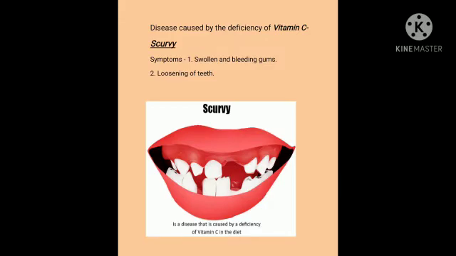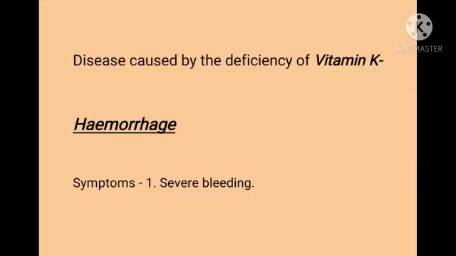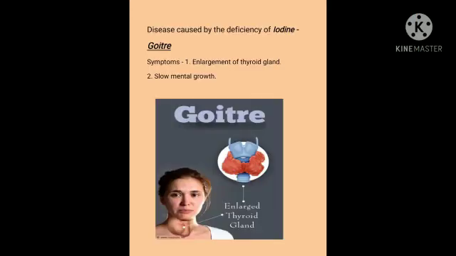Now the disease caused by the deficiency of vitamin C is scurvy. Symptoms are swelling and bleeding gums, loosening of teeth, as you can see in the diagram. Now hemorrhage is caused by the deficiency of vitamin K. Hemorrhage is a condition in which bleeding starts inside the body. Its symptom is severe bleeding. Now students, goiter is caused due to the deficiency of iodine in our food. Its symptoms are enlargement of the thyroid gland, which is present in our neck area, and the second is slow mental growth. Students, goiter may develop in anyone but is more common in women.